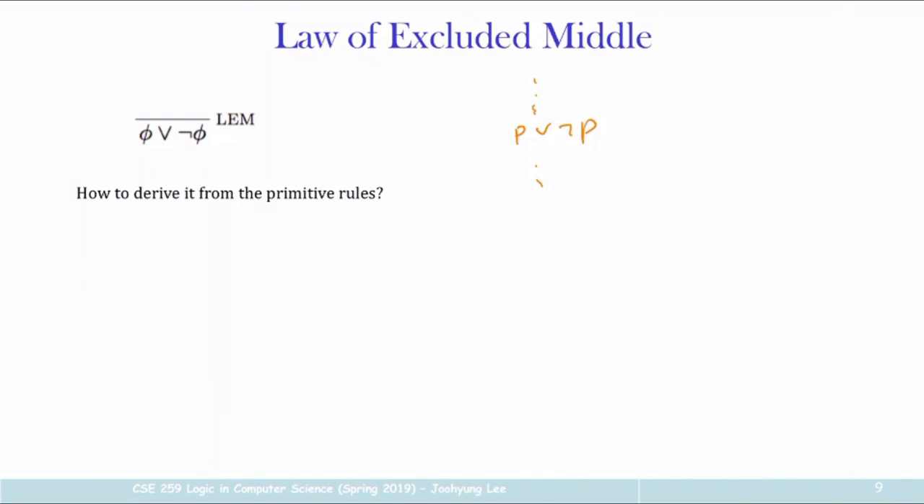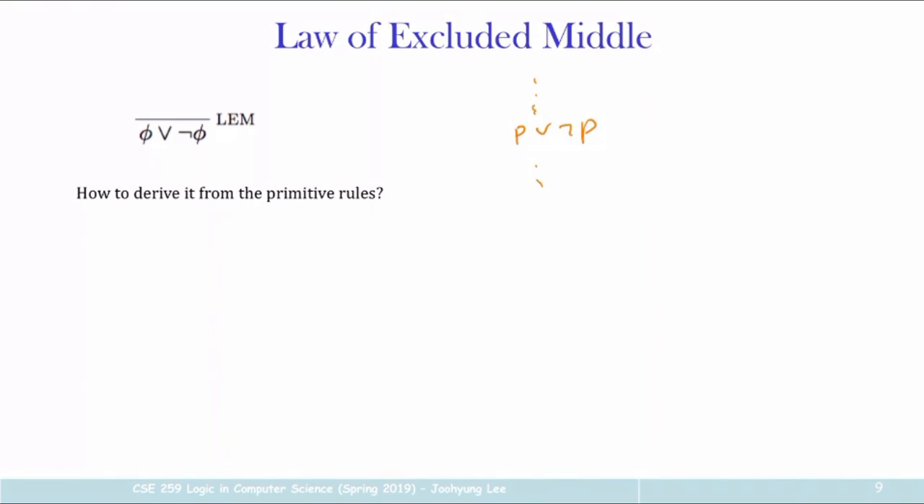Typically, this rule is useful when you have to use OR elimination. Okay? So when you have to introduce two cases, for instance, case 1, P is true. Case 2, not P is true. Okay? And regardless of this case split, if you can derive the same conclusion, then that conclusion can be true.